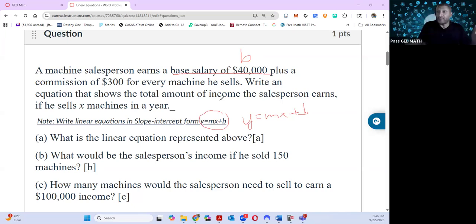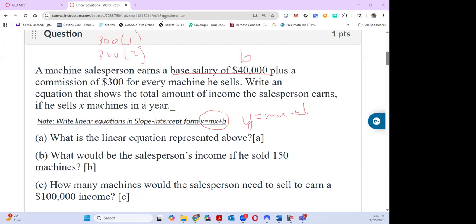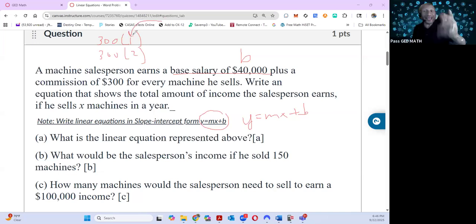If I sell one machine, how am I going to do that calculation? 300 times 1. If I sell two machines, it's going to be 300 times 2. This number right here is the variable. That's going to change. So your equation is y equals 300x plus 40,000.